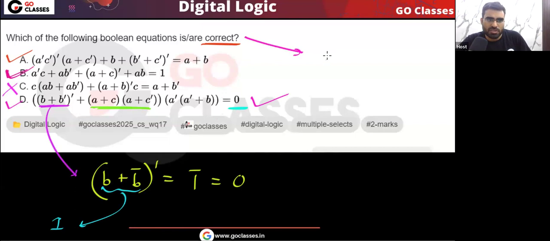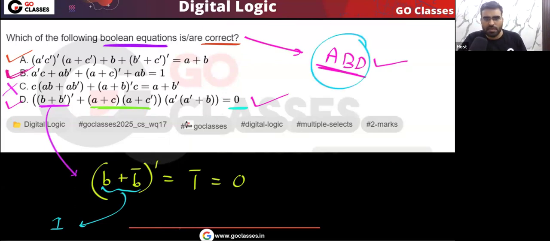For this question, which options are correct? Which equations are correct? The answer will be ABD. For this question, answer will be option ABD.